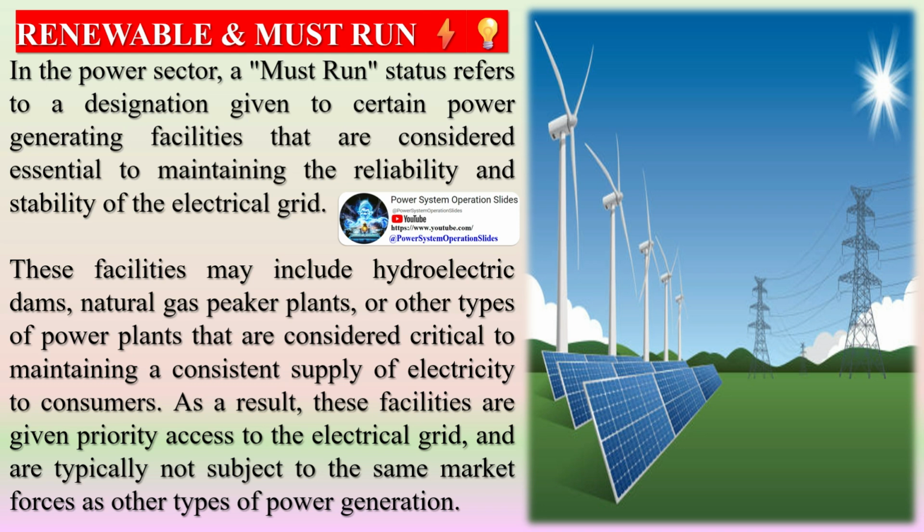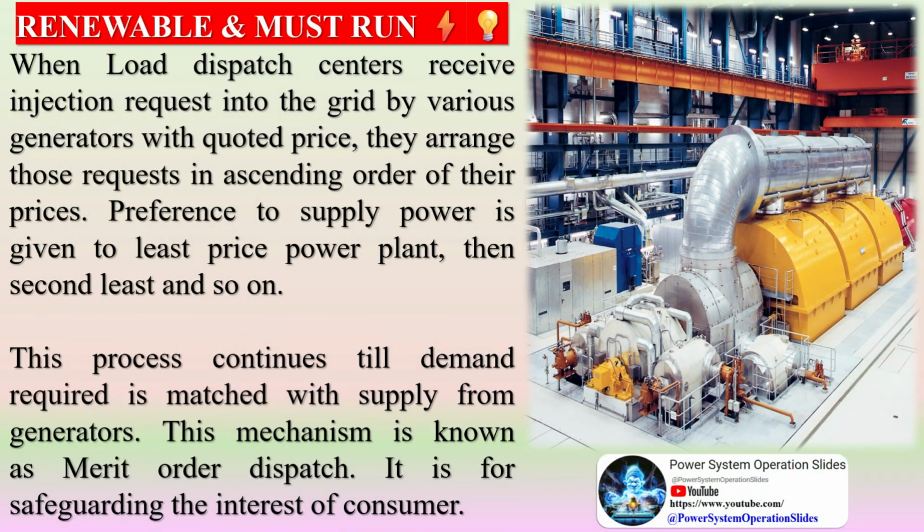Renewable and must-run. As told earlier, in the power sector, a must-run status refers to a designation given to certain power generating facilities that are considered essential to maintaining the reliability and stability of the electrical grid. These facilities may include hydroelectric dams, natural gas peaker plants, or other types of power plants that are considered critical to maintaining a consistent supply of electricity to consumers. As a result, these facilities are given priority access to the electrical grid and are typically not subject to the same market forces as other types of power generation.